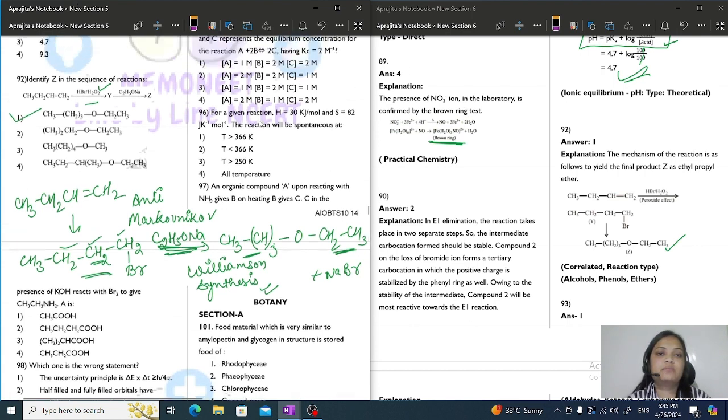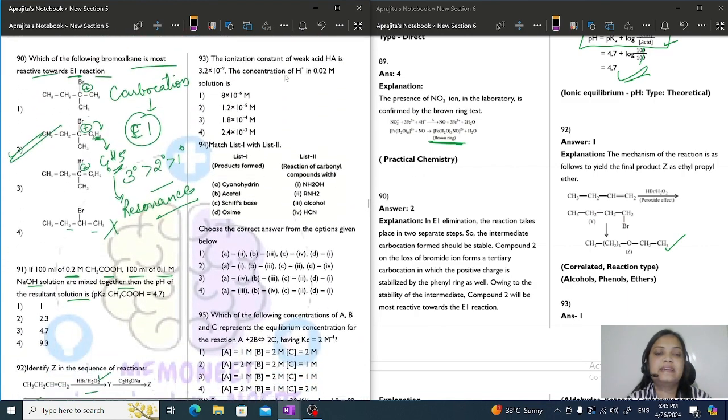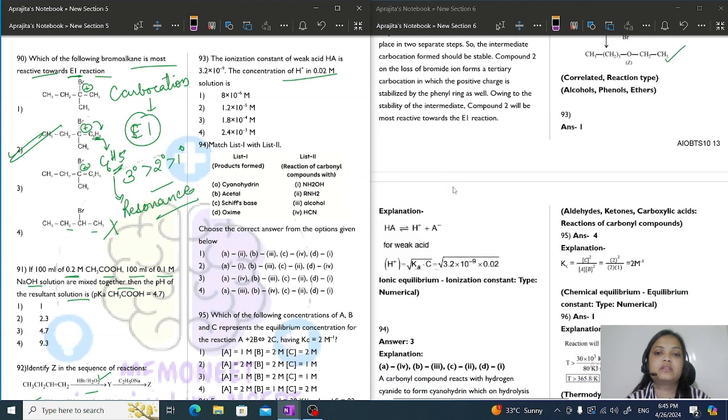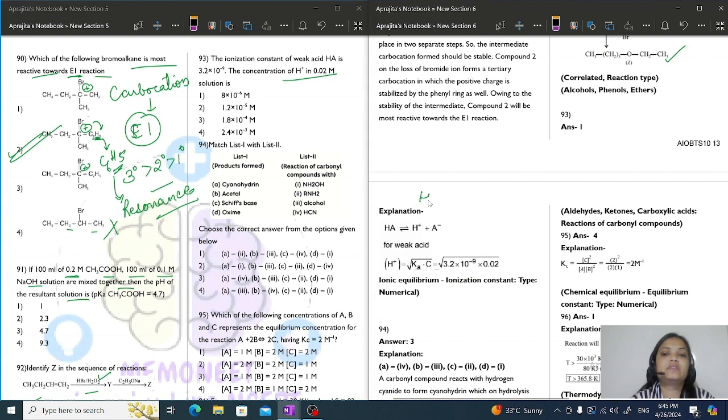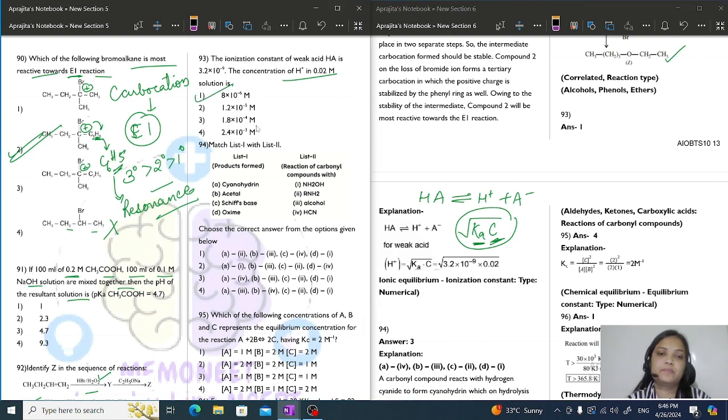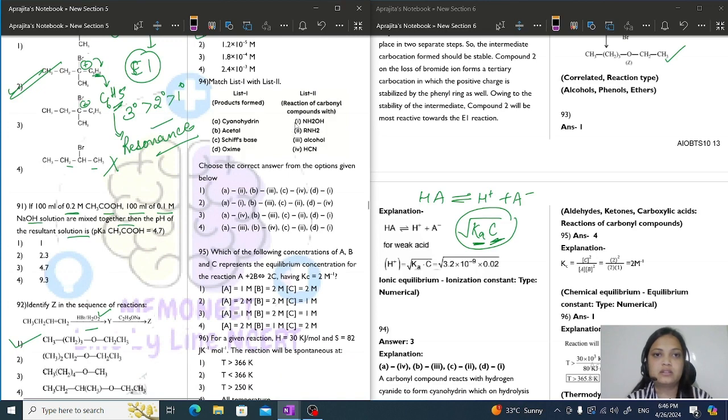Next up is question number 93. The ionization constant of a weak acid is given. The concentration of hydrogen ions in a 0.02 molar solution is asked. We know that the acid will ionize like this. It will give you H plus and A minus. So for a weak acid, the hydrogen ion concentration would be the square root of Ka into C. The constant is given, the concentration is given, so we will solve it and the value will come out to be 8 into 10 to the power minus 6. So that is going to be the answer.